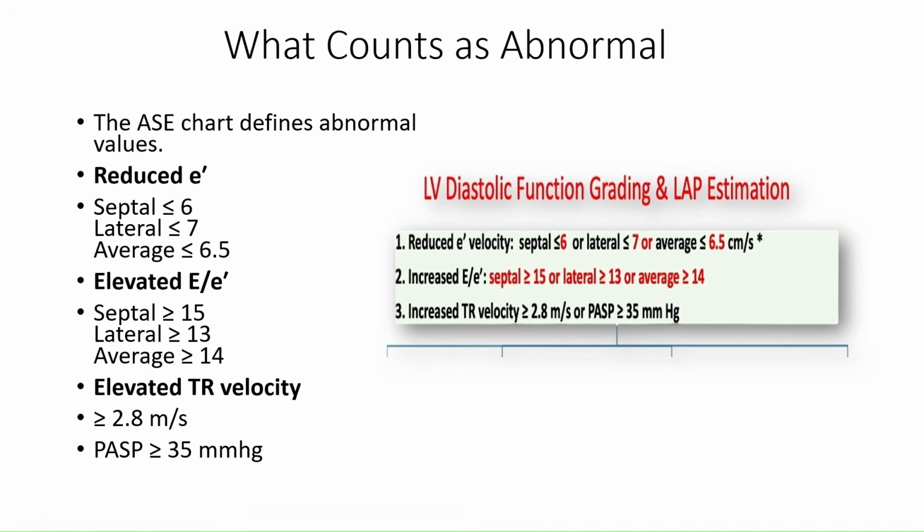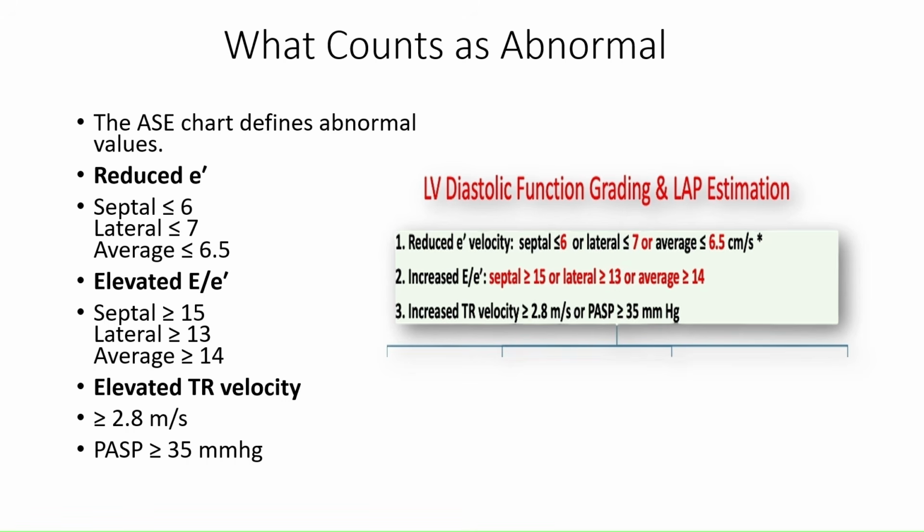This estimates the left atrial pressure. It is considered abnormal if the septal E to E prime ratio is greater than or equal to 15, if the lateral E to E prime ratio is greater than or equal to 13, or if the average E to E prime ratio is greater than or equal to 14. We interpret this as if you have a high E to E prime ratio, it means the patient has elevated left ventricular filling pressure. Third, we look at the TR velocity, which is the pulmonary pressure.